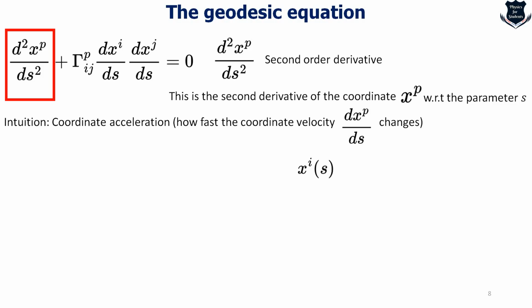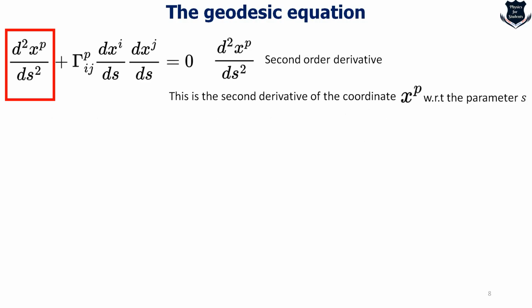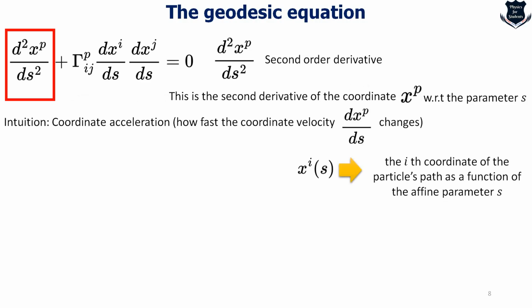Okay, what is this x raised to the power i of s? What it actually means is the ith coordinate of the geodesic curve. You have already seen how the affine parameter s moves. So x of i is the ith coordinate of the geodesic curve. That means it depends on the parameter s. I am highlighting this, trying to explain this part. Okay, I am again going back. So this is the ith coordinate of the geodesic curve.